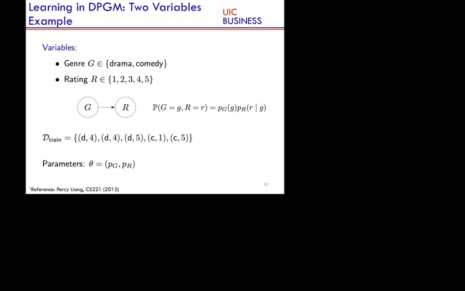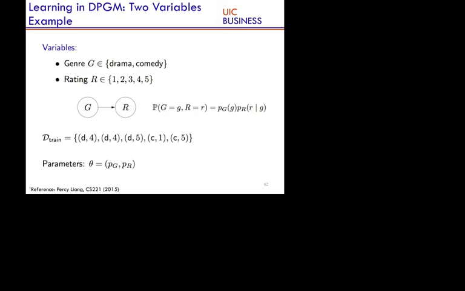Let's say G is a genre and R is the rating. Genre has two values, drama and comedy, and R is 5 valued as before. Now we know that given this graph, since there are 2 random variables, there have to be 2 factors. We know what the factors should be. In fact, the conditional distribution here and the marginal here.